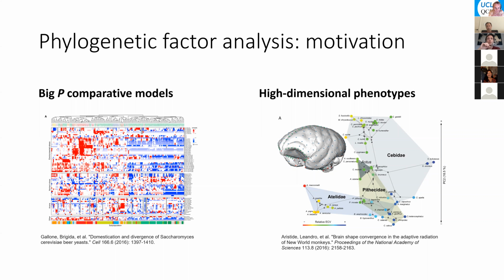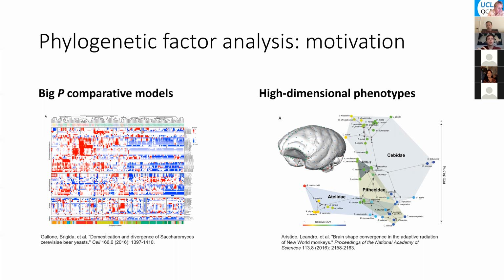Additionally, if you want to study high dimensional phenotypes, for example, we have brain shape here. You can't have a single measurement or single observation that captures brain shape. And so typically you need to rely on some kind of dimension reduction to model or at least map this back to a phylogeny.